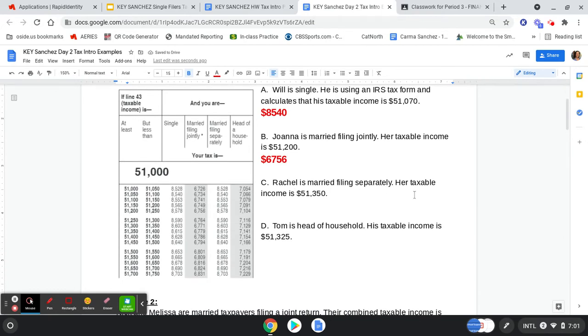Rachel is married, filing separately. Her taxable income is 51,350. Remember to pause the video and try these before you just watch the answer. For this one, I'm seeing it's the third row down of this section, at least 51,350, and married, filing separately is the third column. I'm seeing 8615. How'd you do?